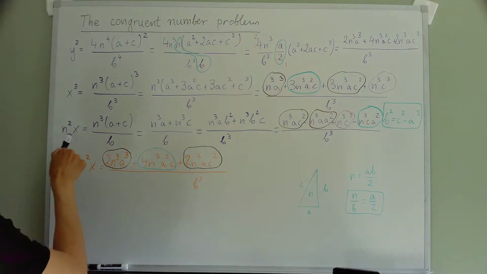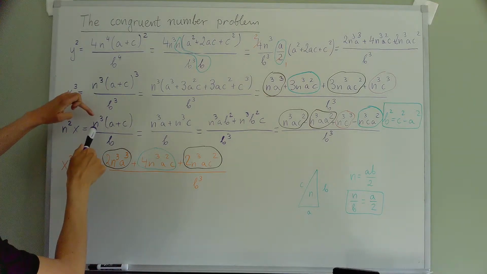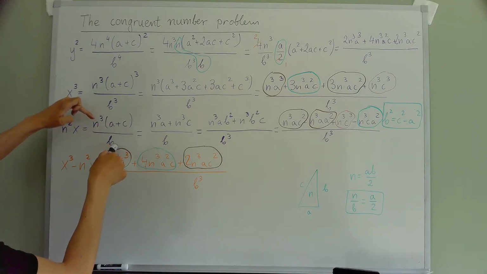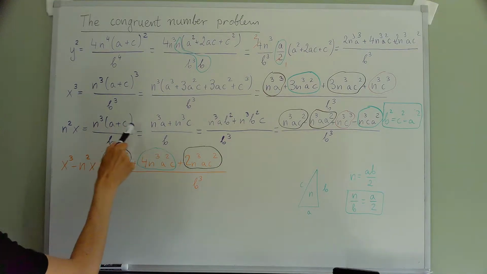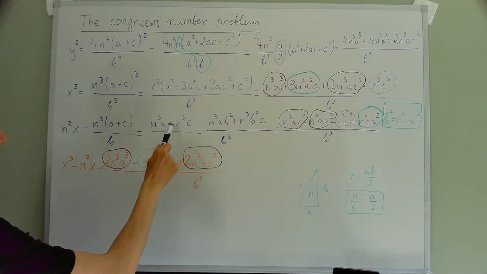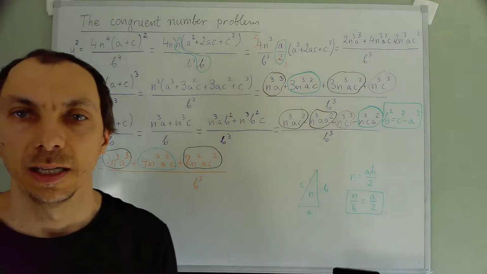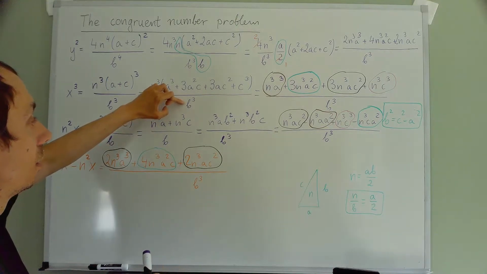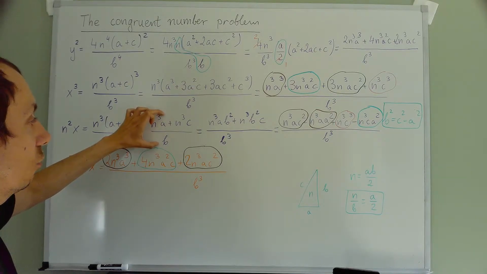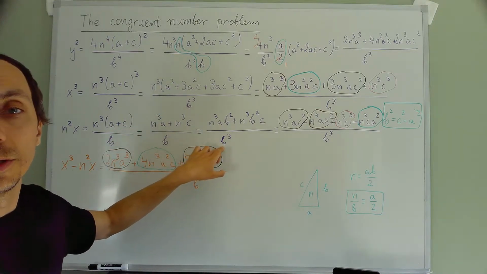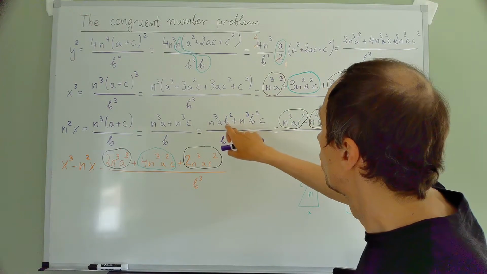And finally, I want us to look at n squared x. So that's n squared times, and remember x was just n times a plus c over b. So altogether we get n cubed times a plus c over b. If you multiply this out, you get n cubed a plus n cubed c over b. And now I want to get a denominator the same as I have here. So this denominator is b cubed, here it's b. So I multiply top and bottom of this by b squared. So that gives me the desired denominator of b cubed. And I have a b squared appearing everywhere in the numerator.